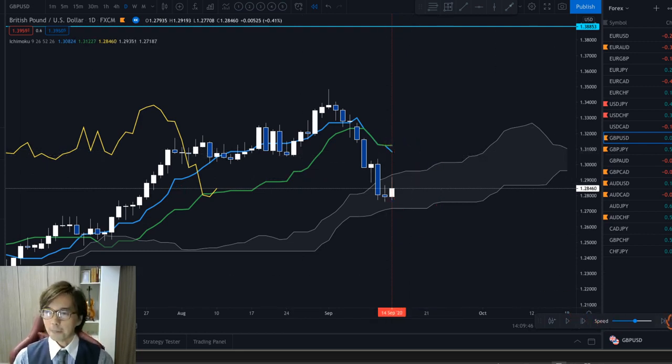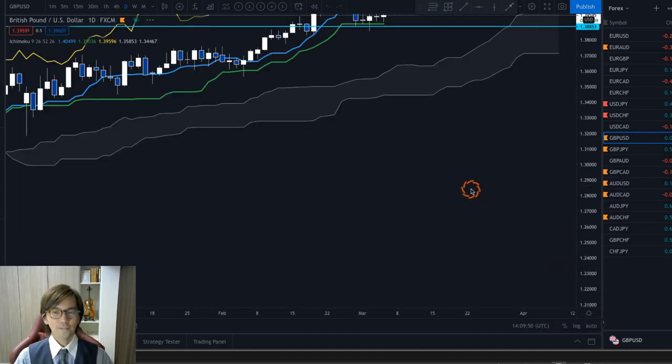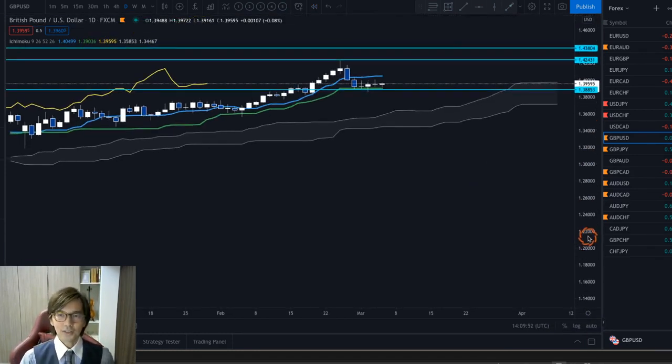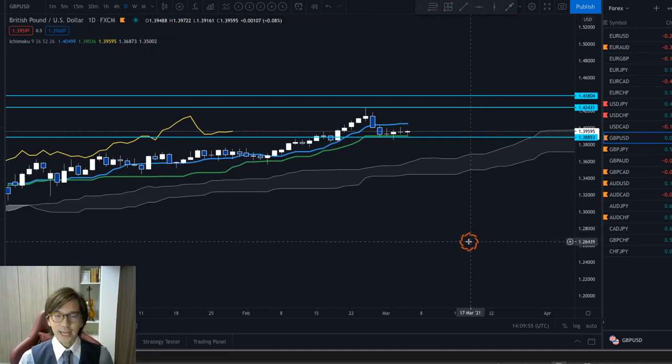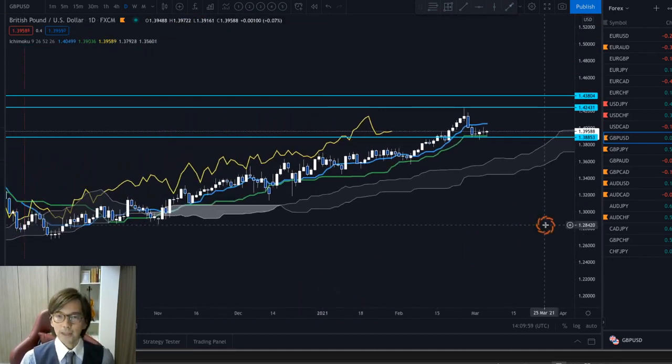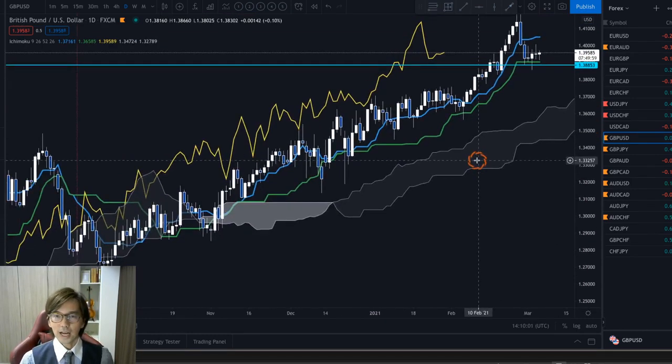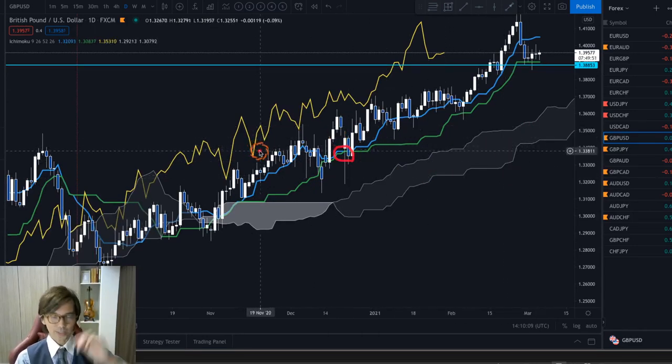So the order is actually important. The order of the Tenkan Sen Kijun Sen cross, the Chikou span break and the Kumo breakout is very important. And when you see this Tenkan Kijun Sen gold cross above the Kumo, make sure that the Kumo is uptrending and also the Chikou span is above the candles.